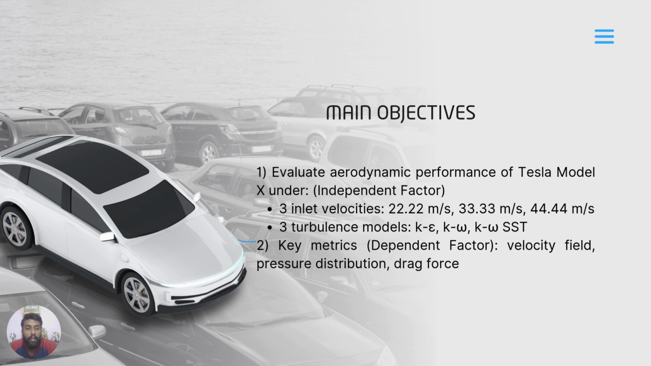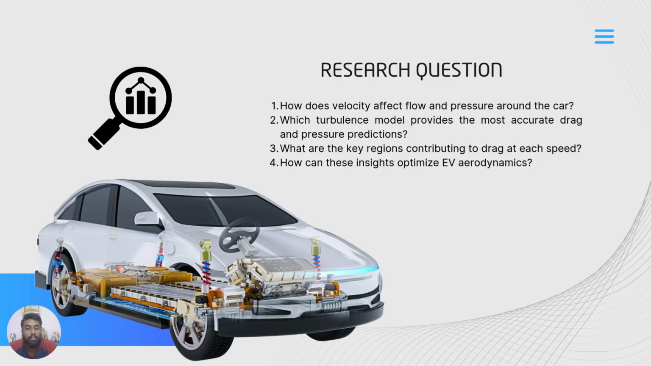The main objective is to evaluate the aerodynamic performance of the Tesla Model X. The independent factors are three inlet velocities, 22, 33, and 44 meters per second, and three turbulent models, which are KE, KW, and KWSST. The key metrics, the dependent factors or outputs, are velocity, pressure distribution, and drag force. The research questions are: how does velocity affect flow and pressure around the car? Which turbulent model provides the most accurate drag and pressure prediction? What are the key regions contributing to the drag at each speed? And how can these insights optimize EV aerodynamics?